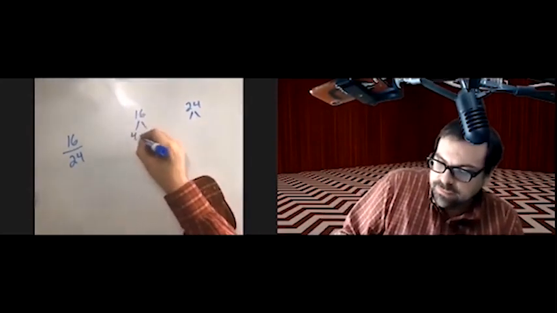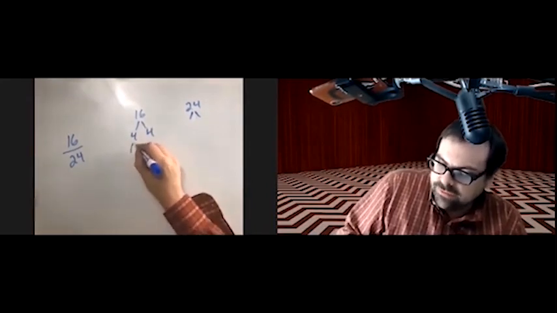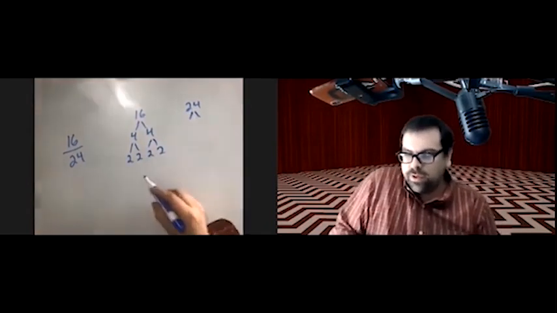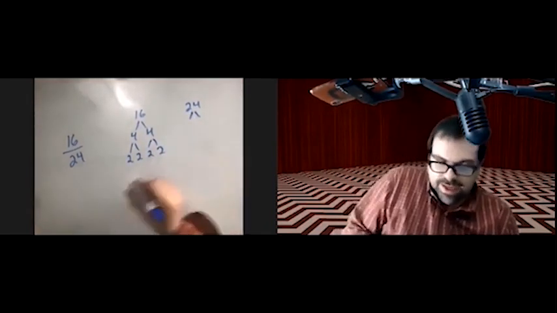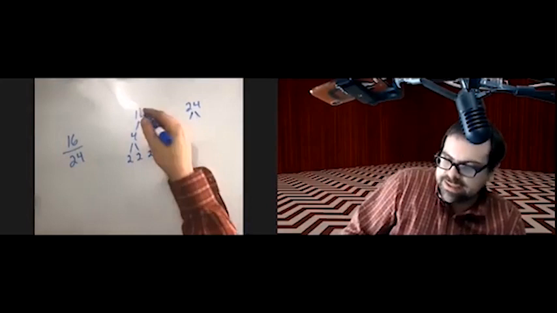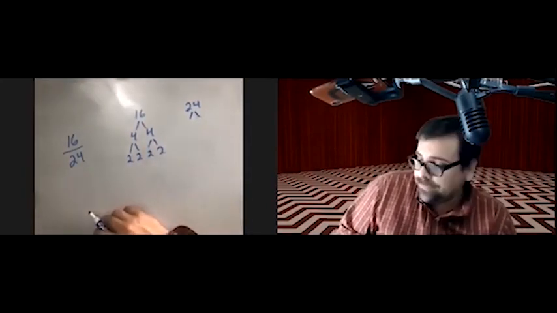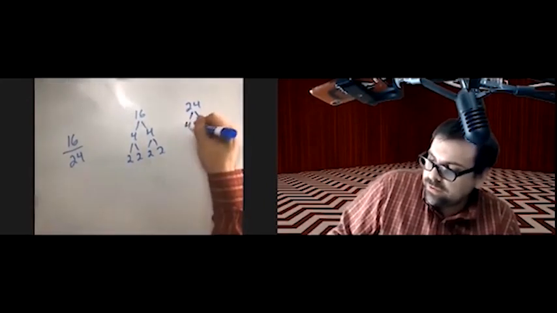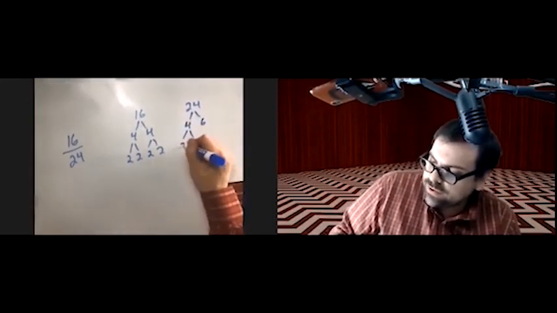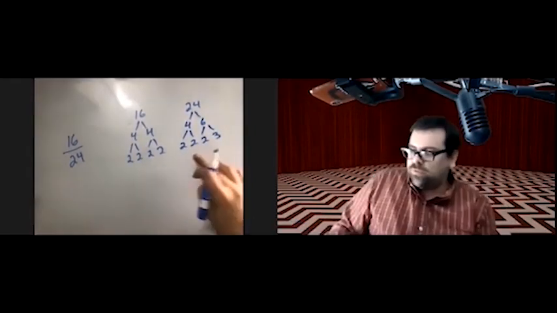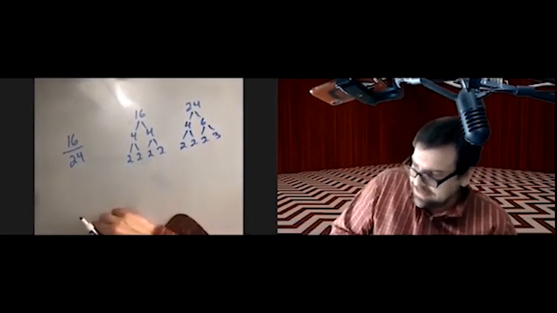So maybe 16 breaks up as 4 and 4. 4 breaks up as 2 and 2. And then in the end, we can say that 16 is 2 times 2 times 2 times 2. 24 could be 4 times 6. 4 is 2 times 2. 6 is 2 times 3. 24 is 2 times 2 times 2 times 3.